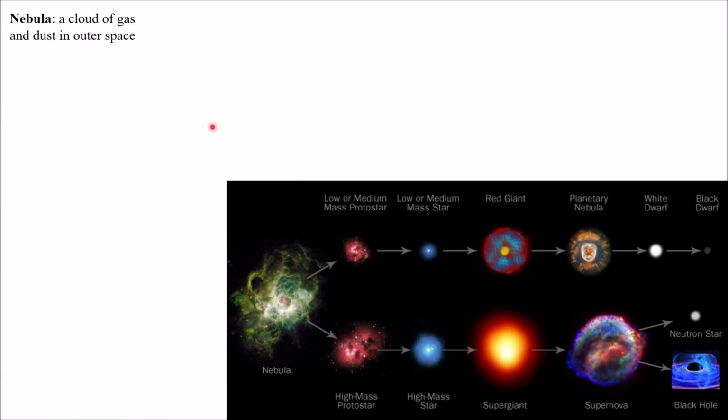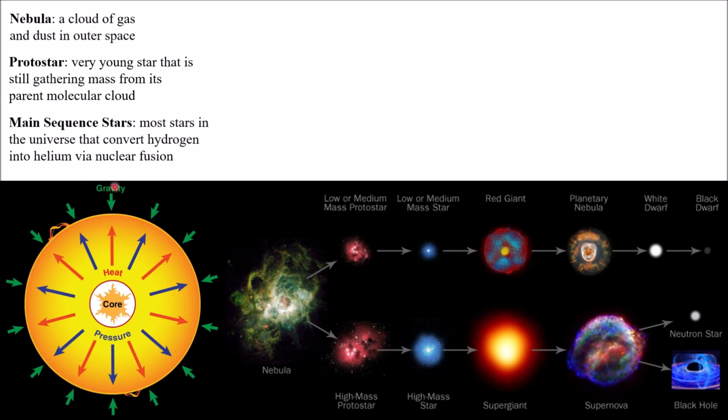And so getting into the life cycle of a star, we have a nebula here, which is basically just a cloud of gas and dust in outer space. And we have stars that start to form. We call them protostars, and a protostar is gathering mass from its parent molecular cloud. Most of the stars in our universe are main sequence stars, and so we have nuclear fusion, which is converting hydrogen into helium, and that's creating a whole bunch of outward heat and pressure, which is basically resisting the collapse from gravity, acting the other way.